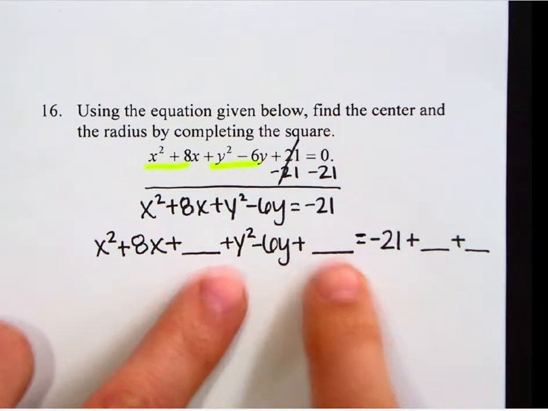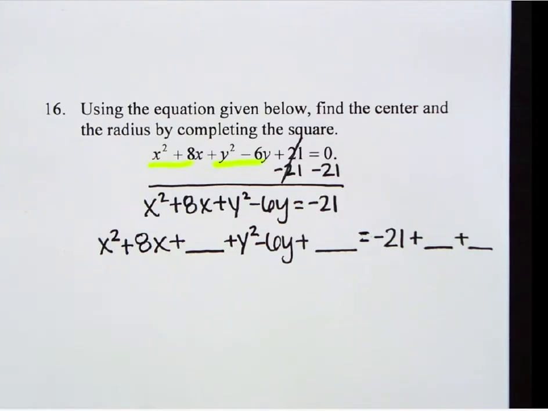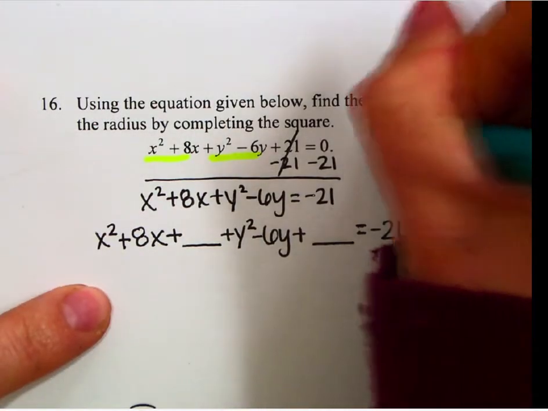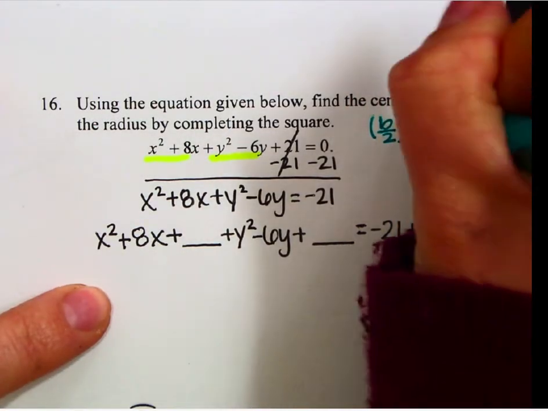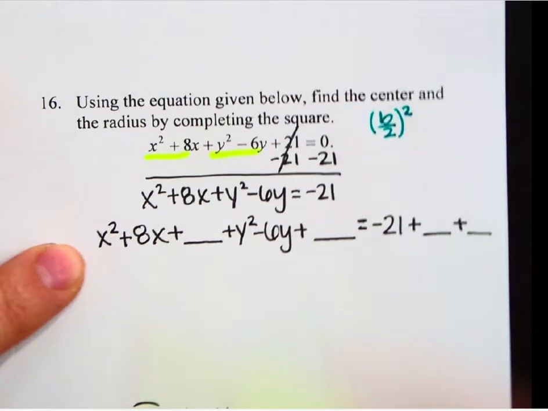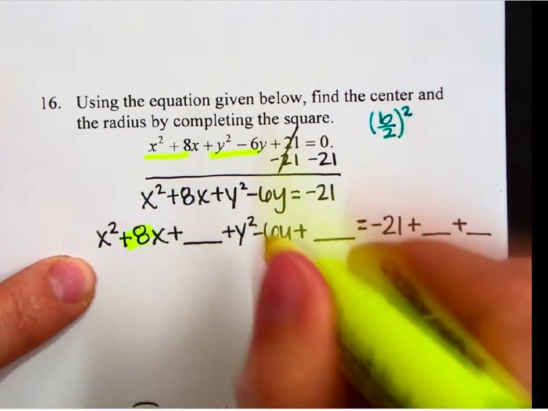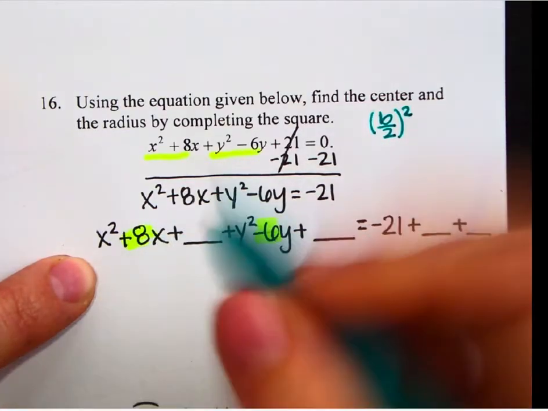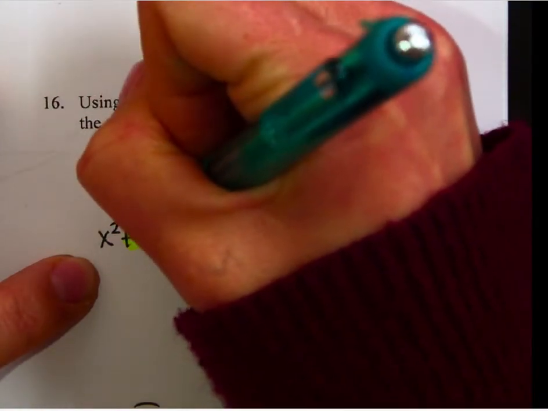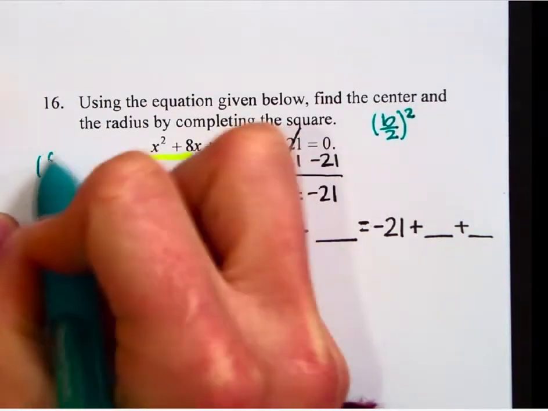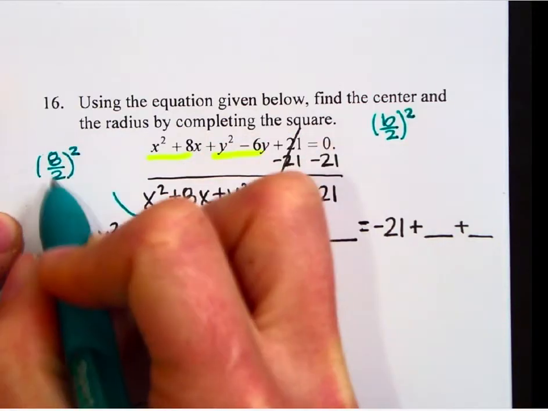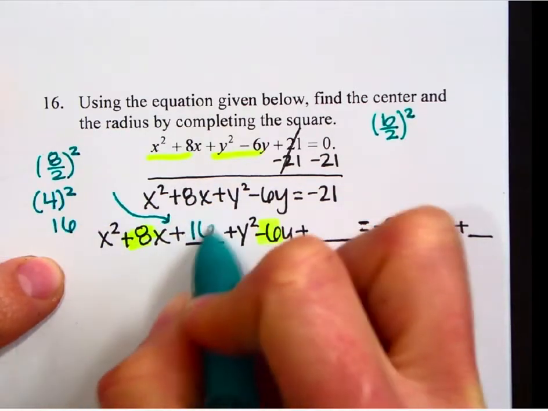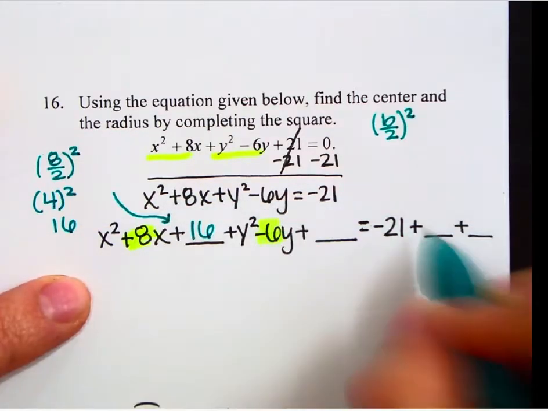So in order to complete the square, to fill in these blanks, we're going to be using the formula b divided by 2 squared, where 8 is our b for our x terms and negative 6 is the b in your y terms. So using this formula right here in this blank, we're going to take 8 and divide it by 2. Then we're going to square that number. So this is 4 squared. That gives us 16.